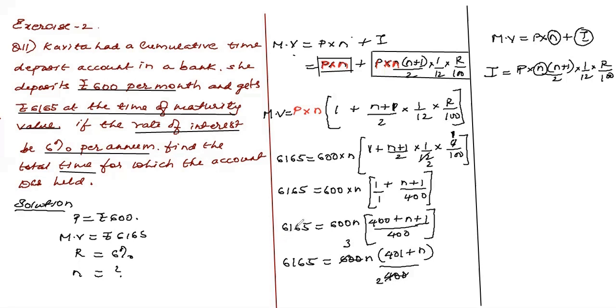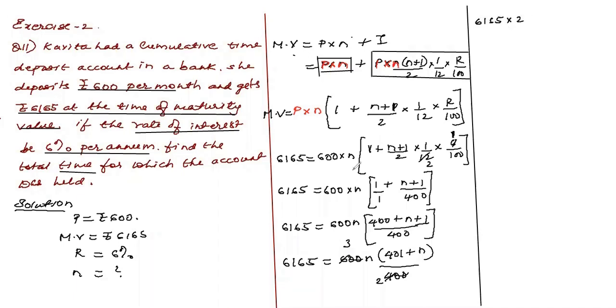Now what will happen? Cross multiply. When I cross multiply, what I get, children, just try to understand this. Very, very important step, children. This 2 goes up: 6165 into 2. And this 3 comes down, and that is n. 6165 into 2 equals n into (401 plus n).